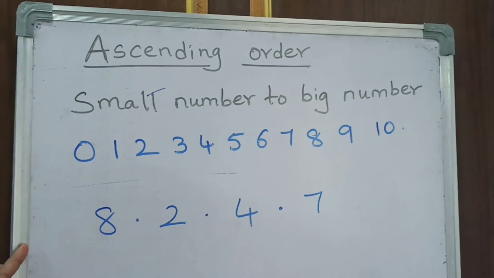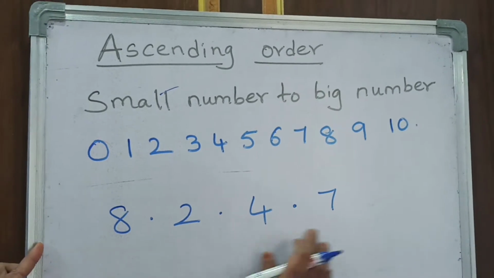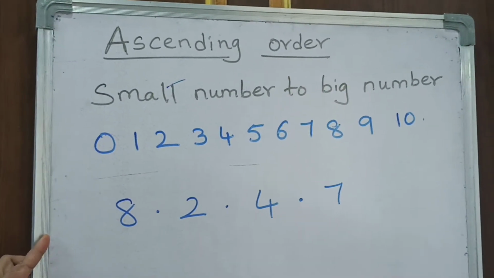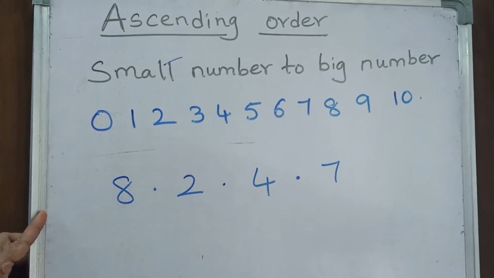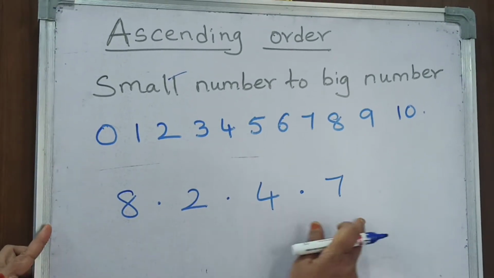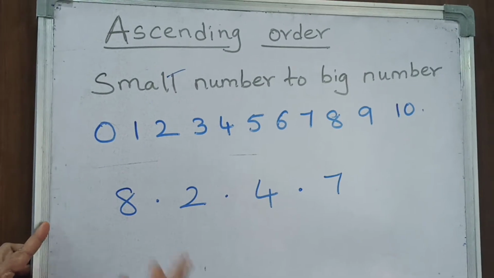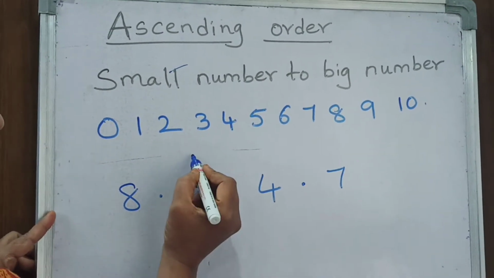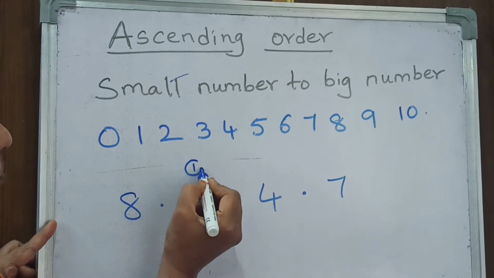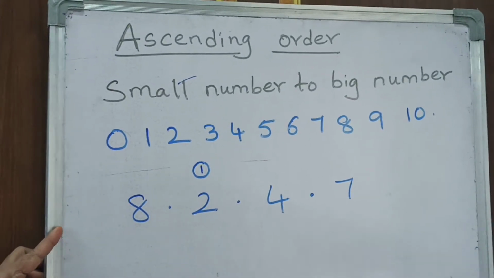Is it clear? After writing these numbers, now you have to set these numbers in ascending order. Ascending order means small number to big number. So out of these, which is the smallest number? 2. Then on the top of the 2, you just keep 1. So this is the first smallest number, and circle it like this.